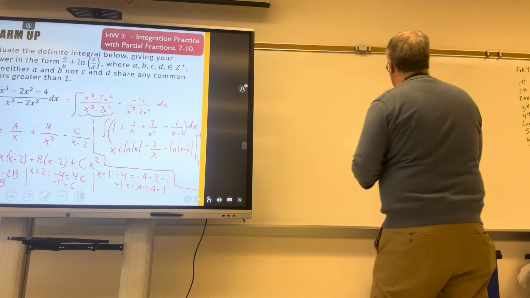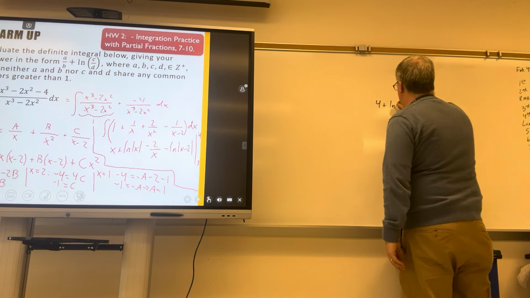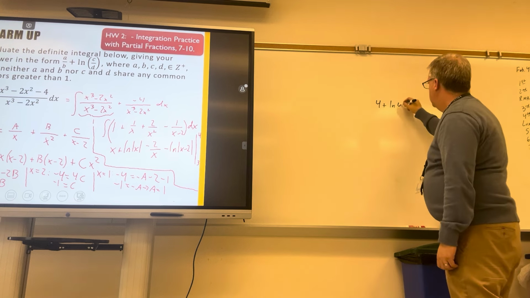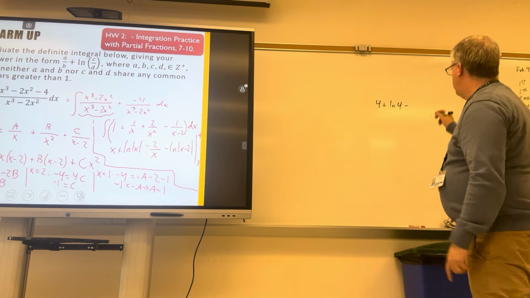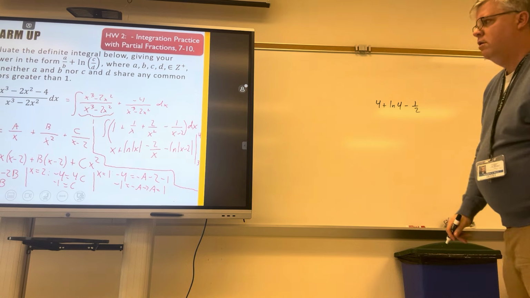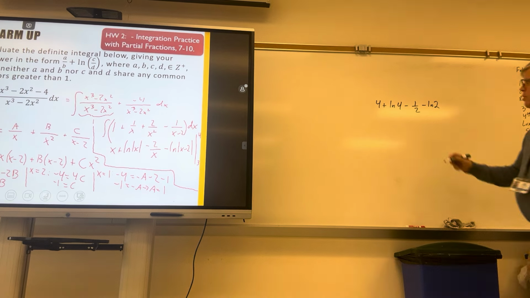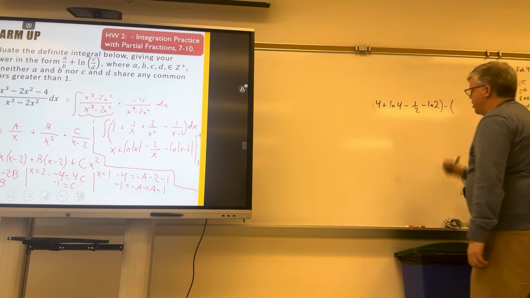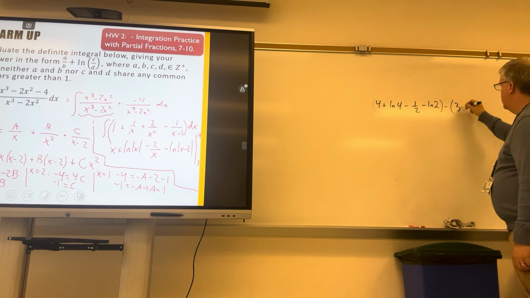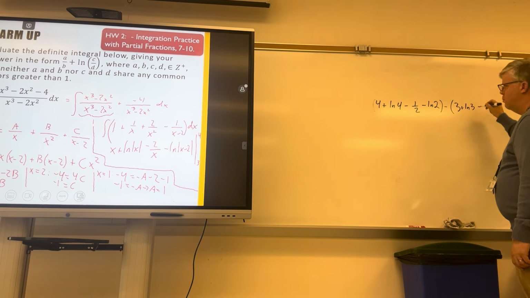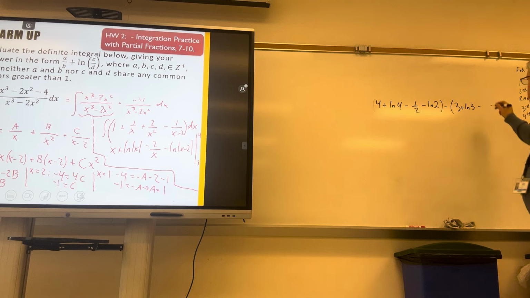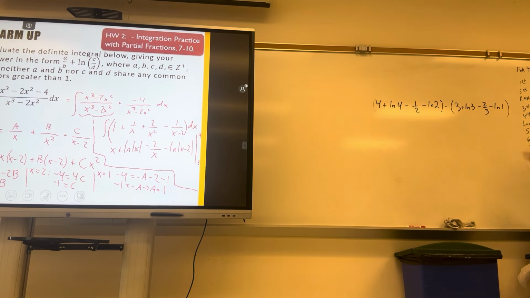I'm plugging in 4 first. So it's 4 plus ln of 4, I think, minus 2 over 4, so that's minus a half, minus ln of 2. You good there? That's what you get when you plug in 4. Minus what you get when you plug in 3, which will be 3 plus ln 3 minus, is it 2/3? And then minus ln 1. Okay? All right, what can we do with ln 1 right off the bat? Take it out. That's 0.